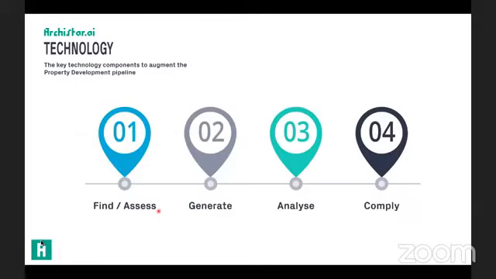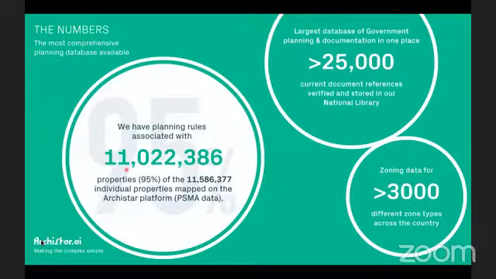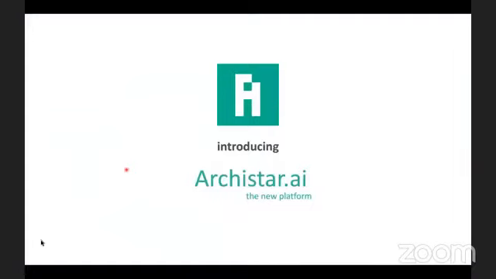And so the four key pieces of technology are helping developers to find and assess sites, to generate building designs, to analyze those designs and the feasibilities, and then to work on government compliance. And so we've spent 80,000 man hours to source and document all the planning rules from every government department in Australia into a single database. Never been done before around the world. First time this has been done. So there's planning rules associated with 95% of properties. The only part that's not covered is far north Queensland.